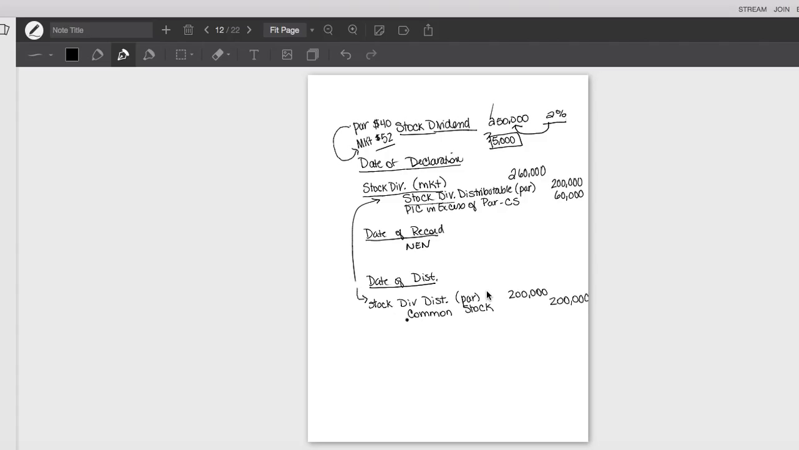And if you want to check your work, you can say that you gave away 5,000 shares at $40 par, which does equal that 200,000 amount. So those are the three journal entries you need to know for a stock dividend.